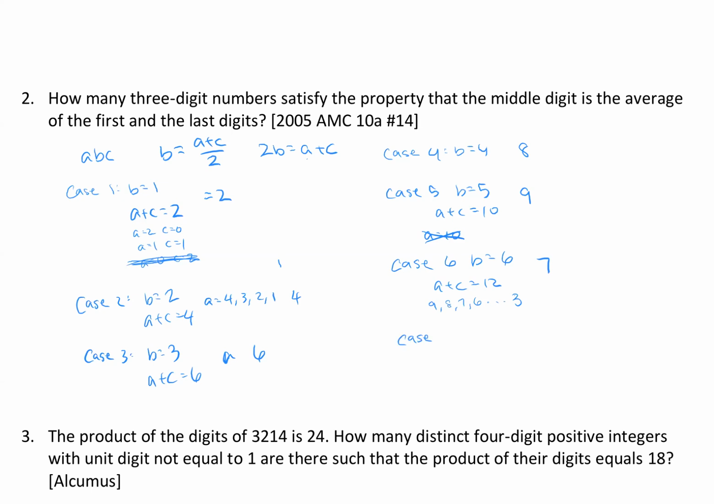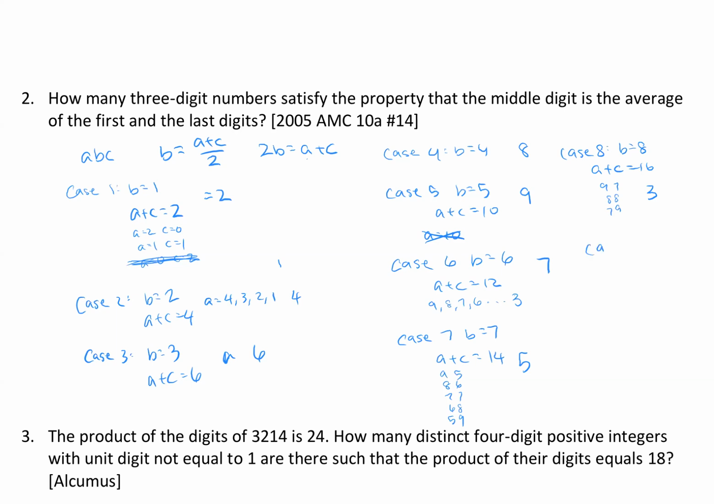Okay, and then we can just continue on for case 7, B equals 7, and then that means that A plus C equals 14. We can have 9 and 5, 8 and 6, 7 and 7, 6 and 8, and 5 and 9. So that's only 5. So we can see that we went up and now we're going back down. So case 8, B equals 8. A plus C equals 16: 9 and 7, 8 and 8, 7 and 9. So there's only 3 values.